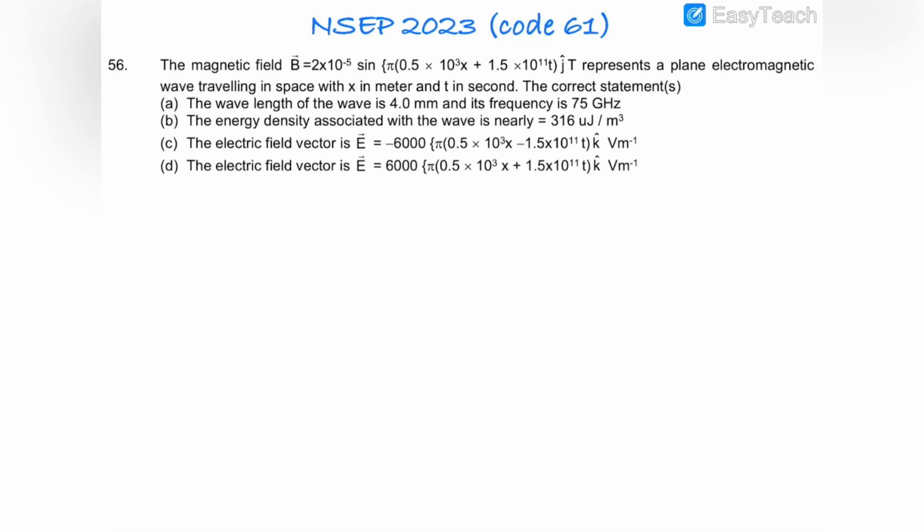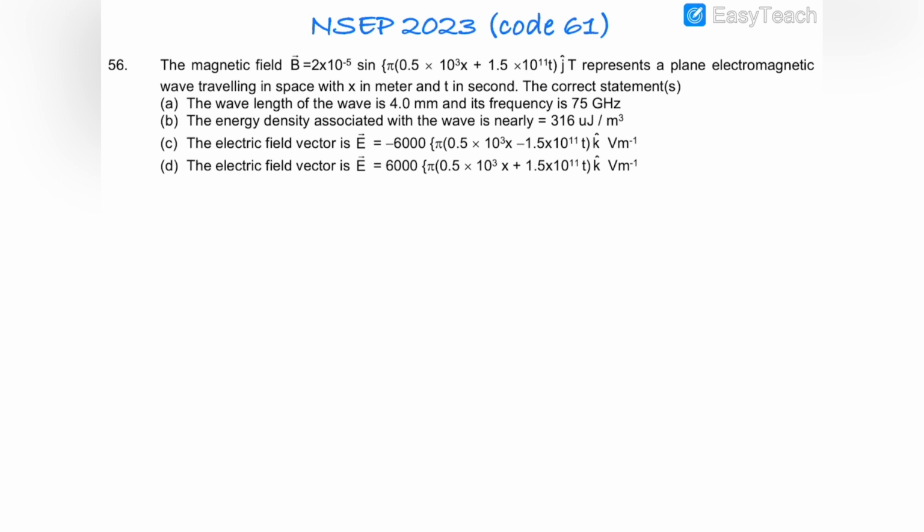In this question, you can see that an electromagnetic wave is represented by its magnetic field, which is given by this equation, and the direction of magnetic field is along j cap, which is the y-axis. Now we have to choose the correct alternative.